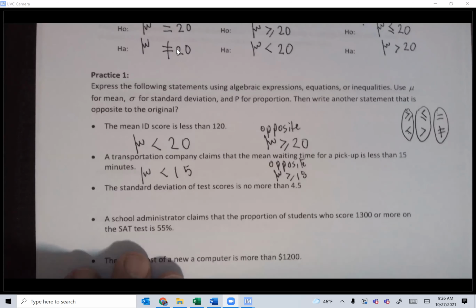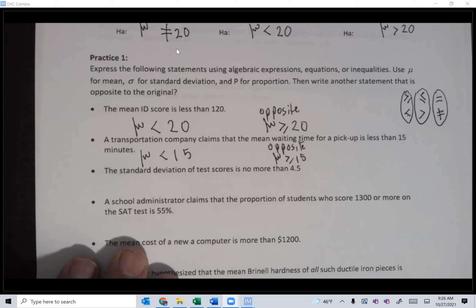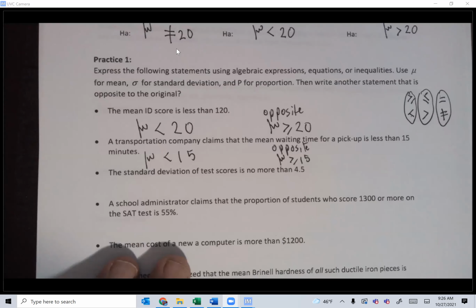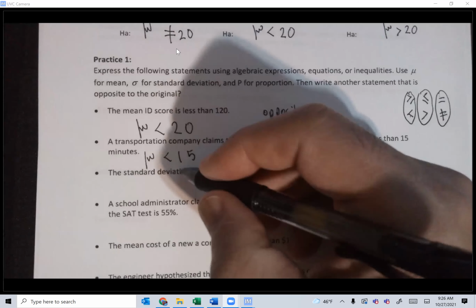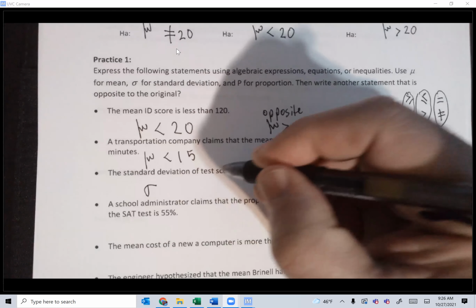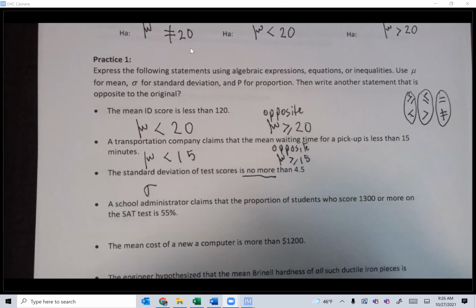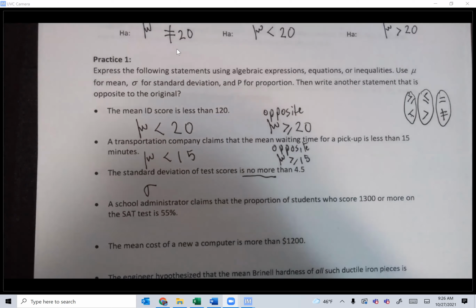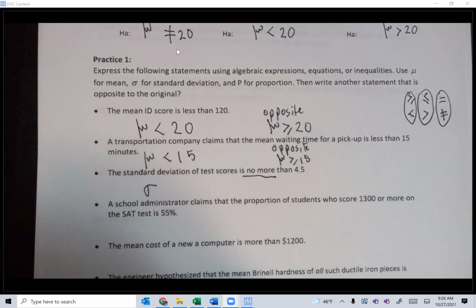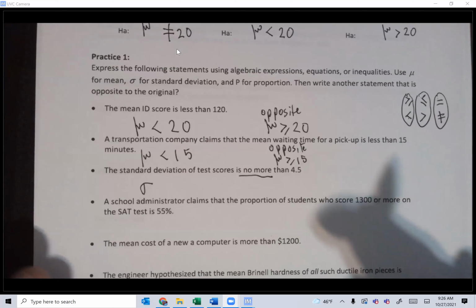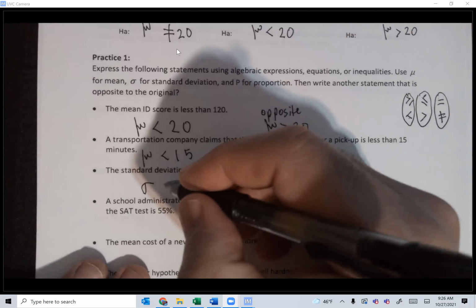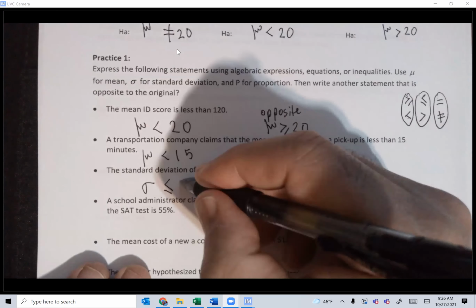The standard deviation of test scores is no more than 4.5. Would the students please tell me what no more means? What would be no more, guys, then? Which sign? Is it less than or equal to 4.5? Yes, that is correct. Less than or equal to 4.5.